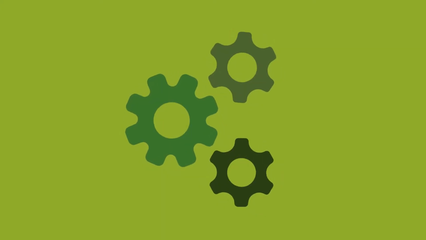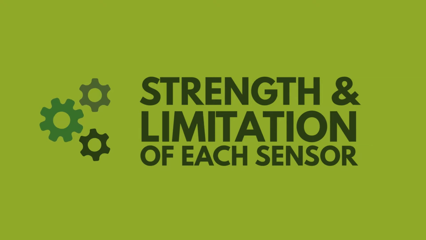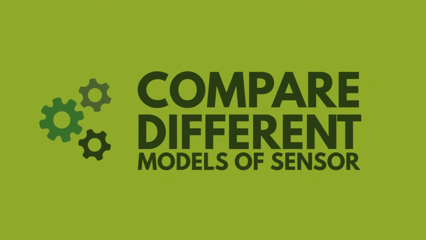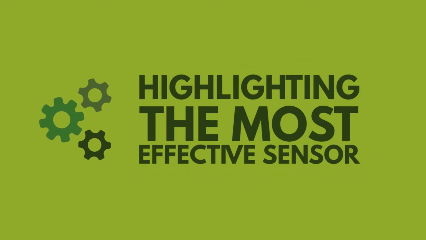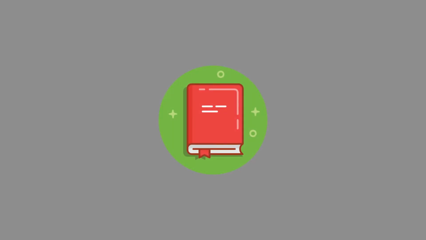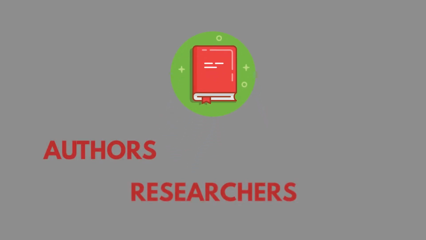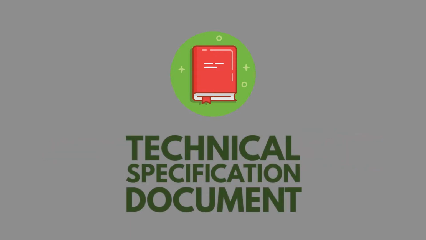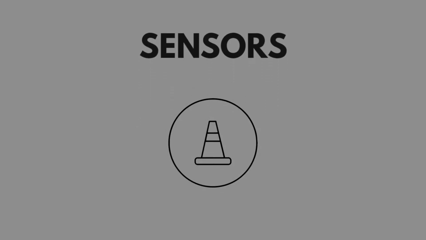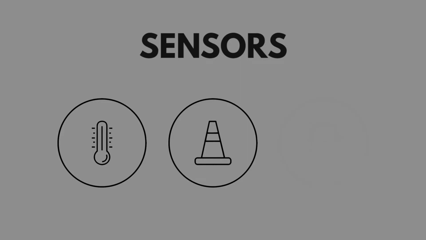The main objective of this paper is to study the strength and limitation of each sensor. Then, to compare different models of the sensor and highlight the most effective sensors among them. This research is conducted by performing a literature review of other authors, researchers, and papers available. Besides, technical specification documents by the manufacturers are being studied to further highlight and compare each sensor. The sensors that are being studied are obstacle detection sensor, temperature sensor, and light sensor.